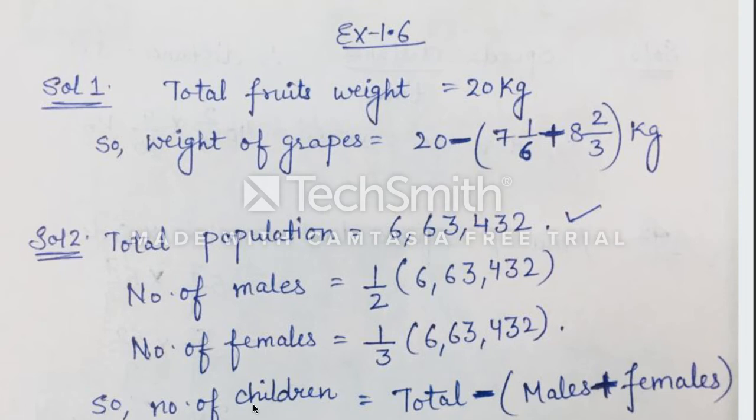So what will be the number of children? Yes, the total population minus the number of males plus the number of females. Again, exactly the same as the first, you will add the two first, number of males plus number of females, and whatever you get as the sum will be subtracted from the total population. Okay, so this was about the second question.